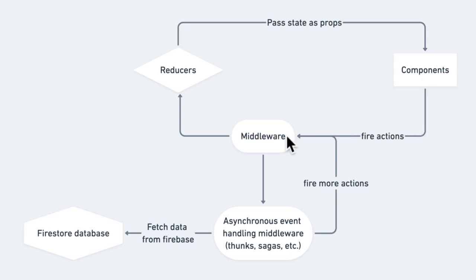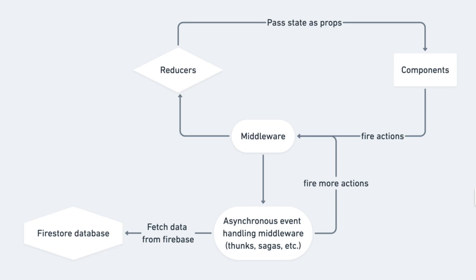These actions will hit the middleware before they end up hitting the reducers, but at this point, the middleware is able to use those actions and fire off different asynchronous event handling middleware that we are familiar with now, such as thunks, sagas, etc., which could fire more actions, or they might fetch data from our Firebase application. So we'll end up fetching our data from the database, which would then end up firing more actions so that our reducers get updated with this data. So this image represents the flow of everything that we've done up until now.